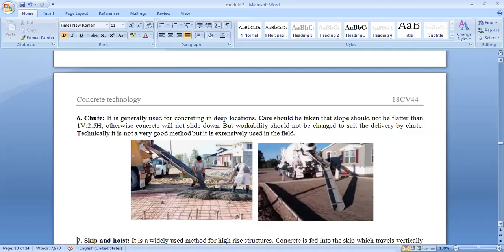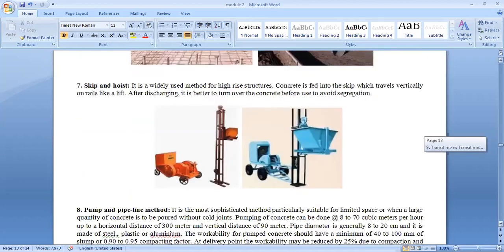The next method is the skip hoist. This one we are calling a skip, which is a widely used method for high-rise structures. Concrete is fed into the skip, which travels vertically in a rail-like lift. The skip, and these will be the rails.